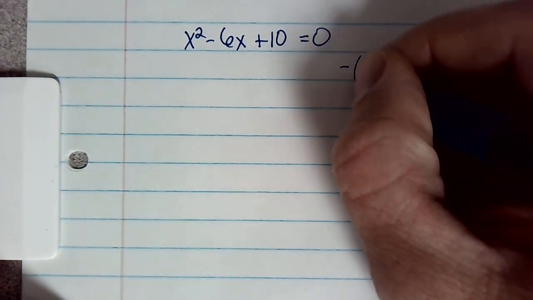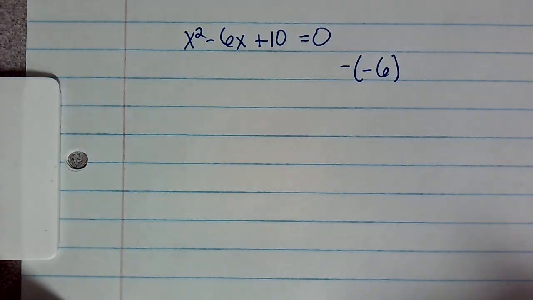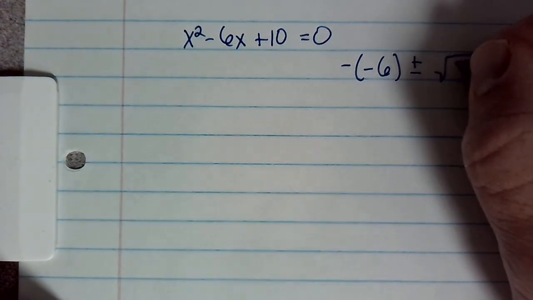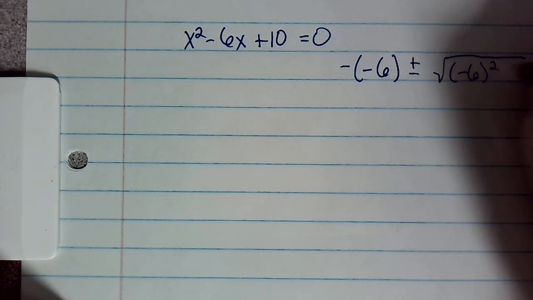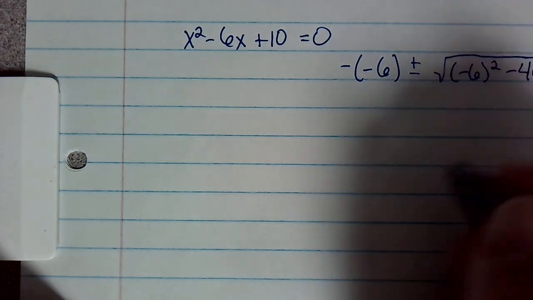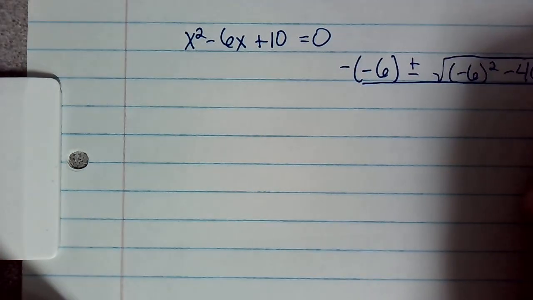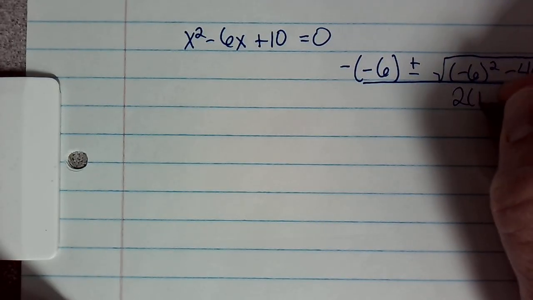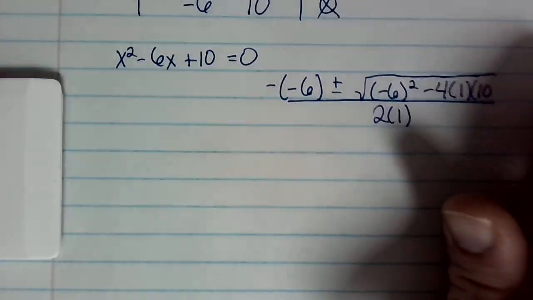So we're going to do negative 6, right, plus or minus the square root of negative 6 squared minus 4 times a times c, all over 2 times my a, right? Hold on, we'll get this in there.